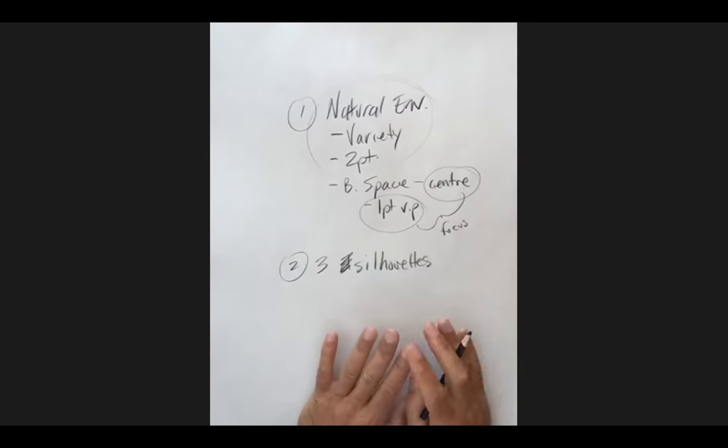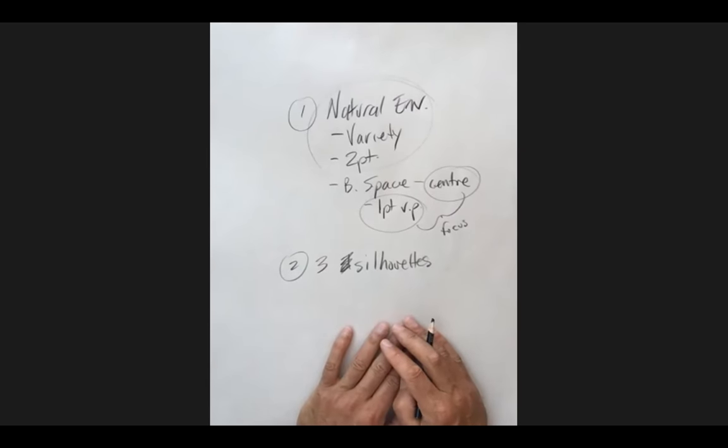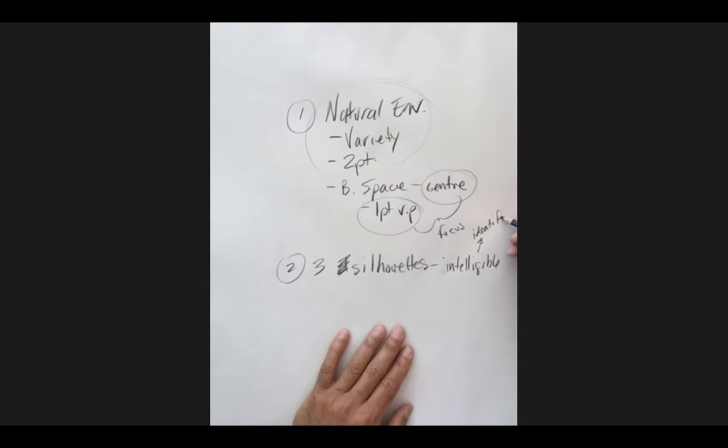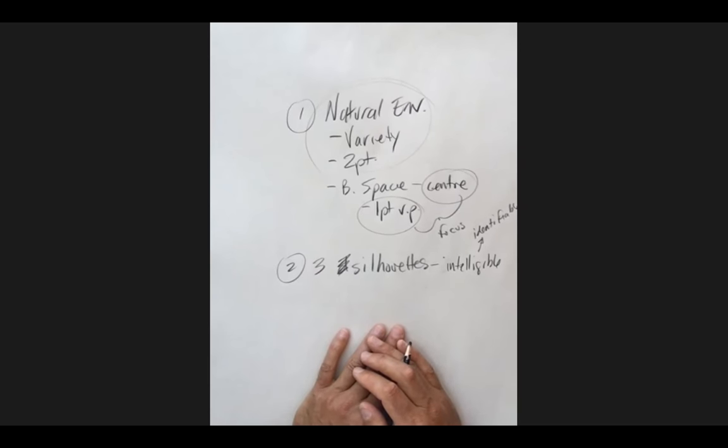What those silhouettes are, I don't care. Totally up to you. Each has to be intelligible. Now, what I mean by intelligible is that I need to be able to identify, solely based on its silhouette, what those objects are.